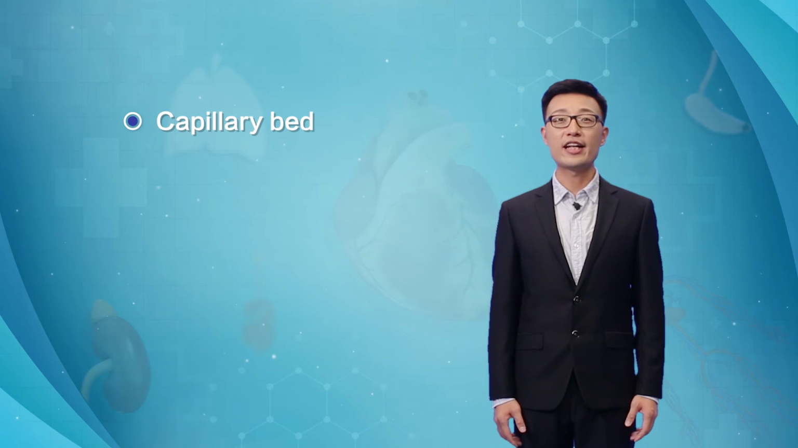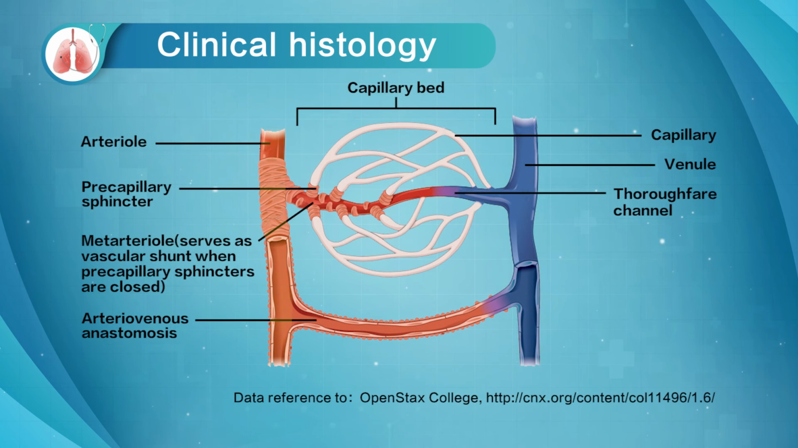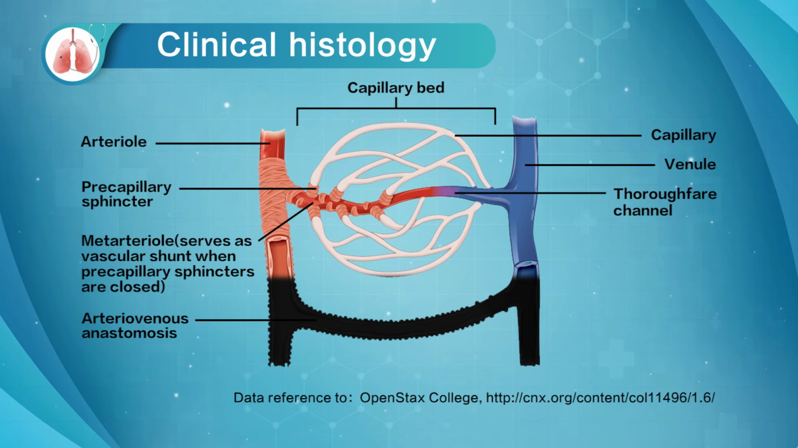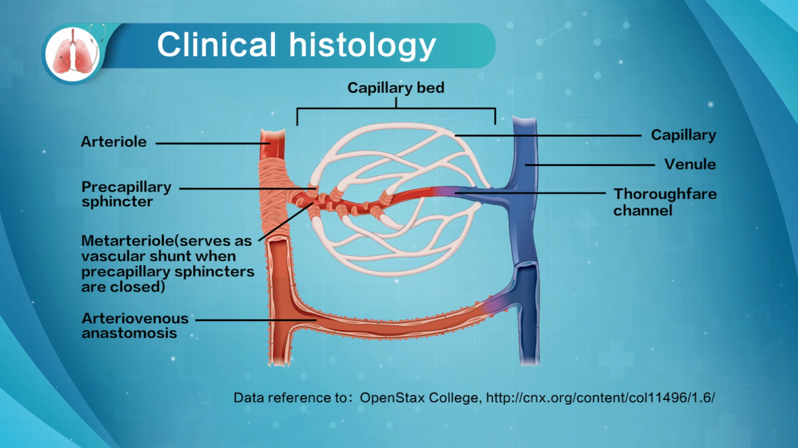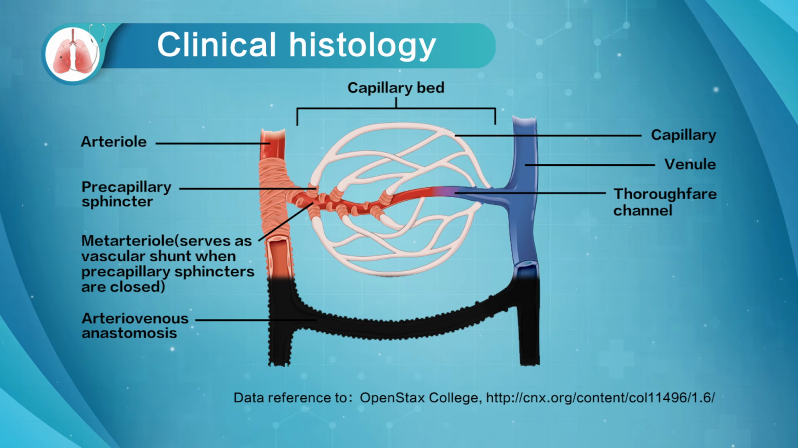Next, we are going to discuss the capillary bed and microcirculation. As we see in this diagram, an arteriole in reddish orange is on the left, and a venule in blue is on the right. The arteriole and the venule are joined together by two kinds of connections. In the upper part, we have a capillary bed, and in the lower part, we can see an arteriovenous anastomosis, AVA. First of all, let's take a look at the capillary bed.